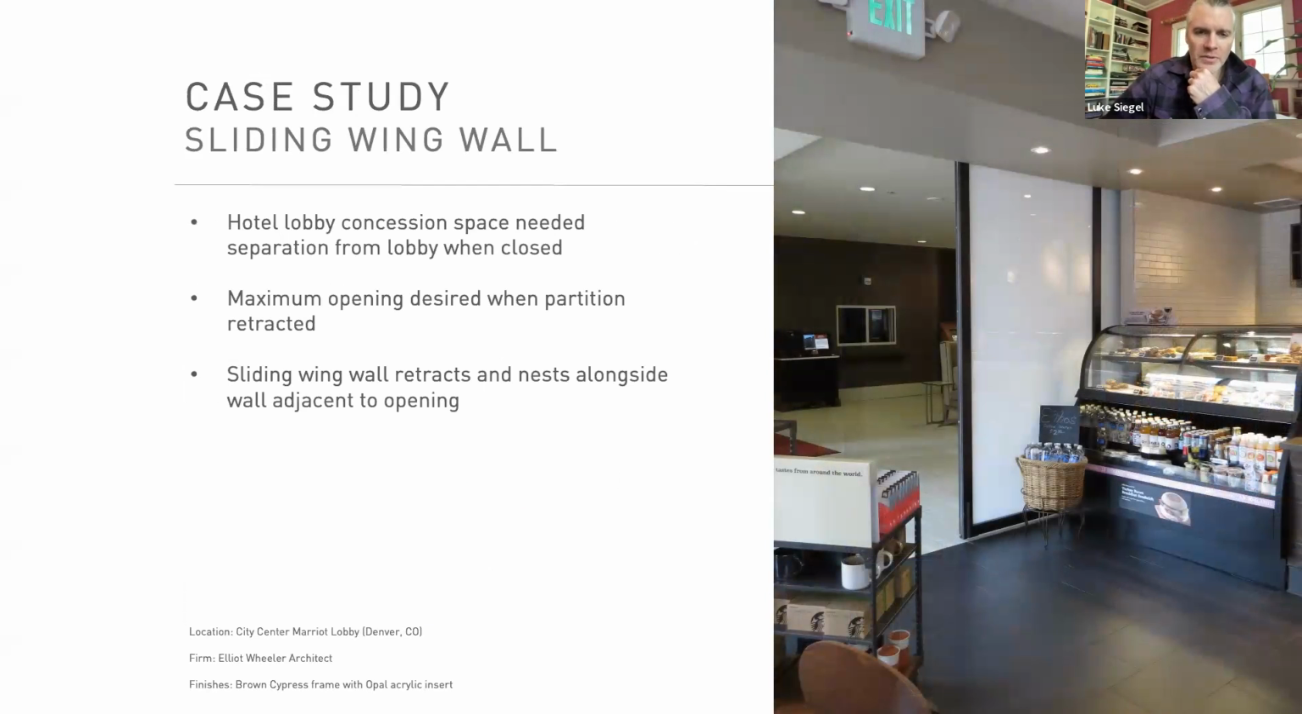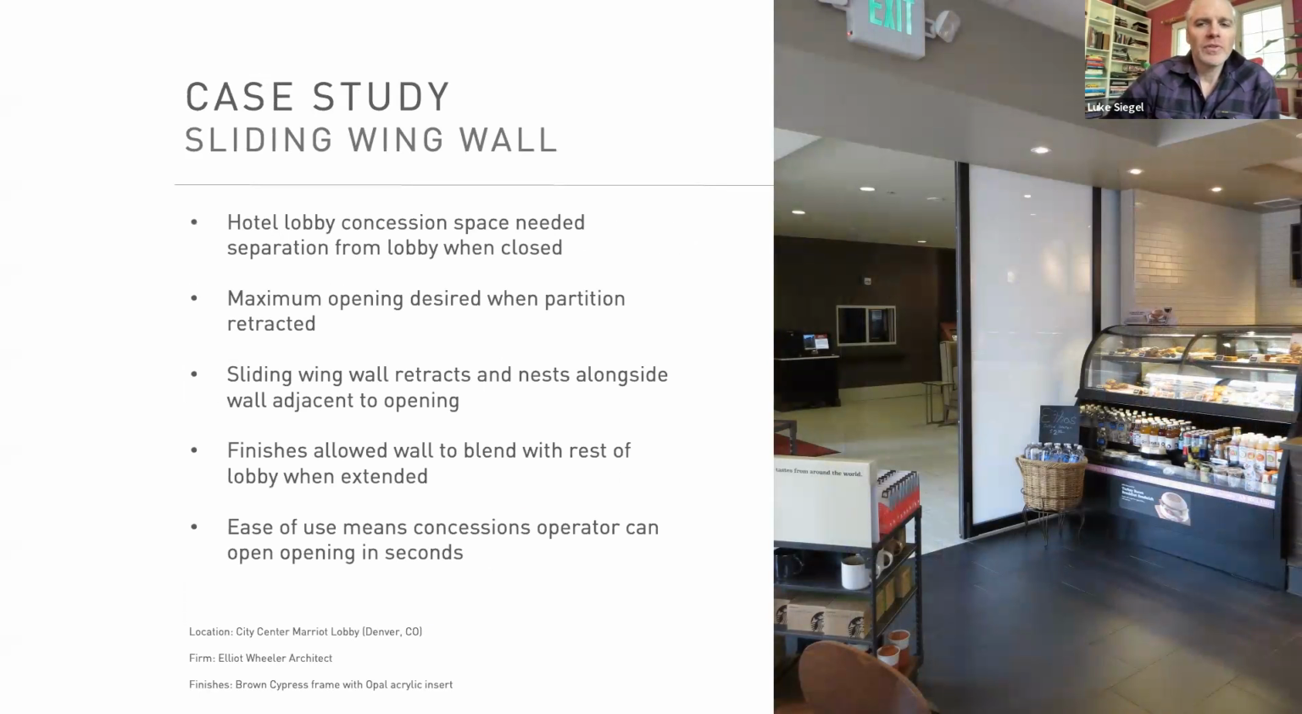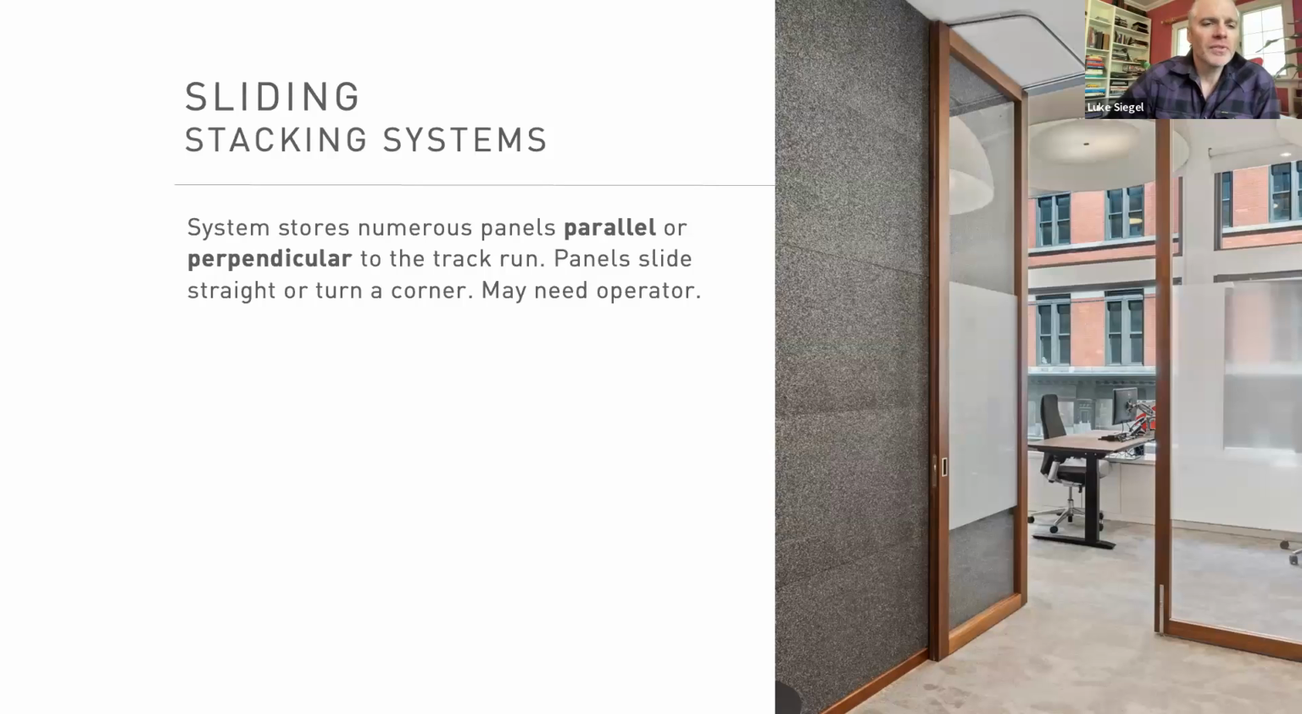And it has an opal translucency. So it lets light in, but it doesn't let you see any detail. Moving right along, I want to just give you this overview today. So sliding stacking solutions, I mentioned earlier, our panels start at around $1,500 a panel in terms of their price.